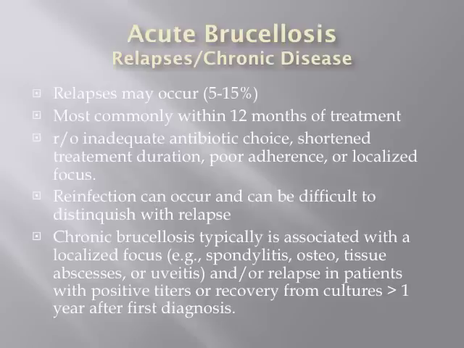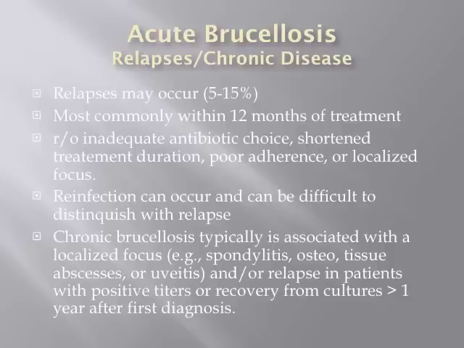Another thing with brucellosis you can get is relapses. Relapses can occur in up to 15% of cases. And a lot of times this is due to inadequate antibiotic choice, maybe someone who's not well adherent, because remember, this requires prolonged treatment. And there can also be a localized focus maybe that's inadequately debrided. Let's say, for example, someone with a spondylitis who's not properly debrided, maybe who's on an inadequate combination of agents and who therefore has a relapse.